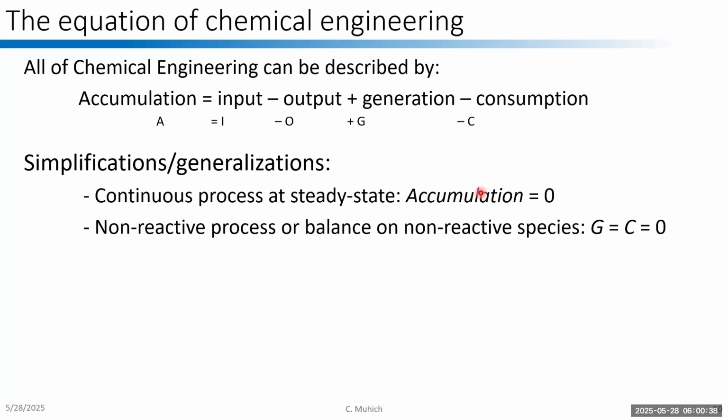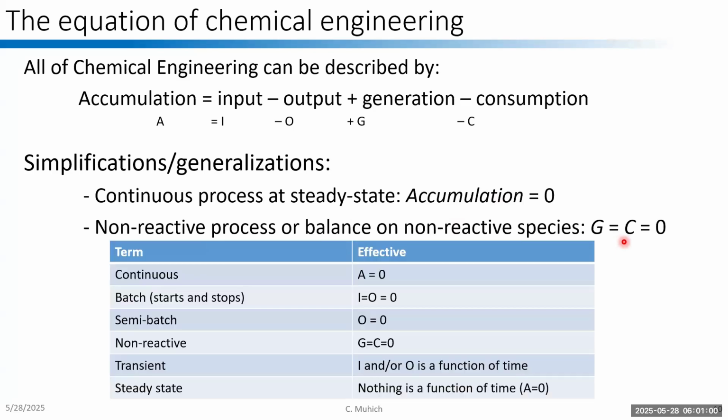we'll also see a lot of times something called a non-reactive process, or non-reactive species. When I have non-reactive species, or nothing is reacting, then my generation and consumption are 0. I can have a few other types of processes that we may see in chemical engineering. So just to get some vocabulary set, a continuous process we've already discussed, so the accumulation is 0.